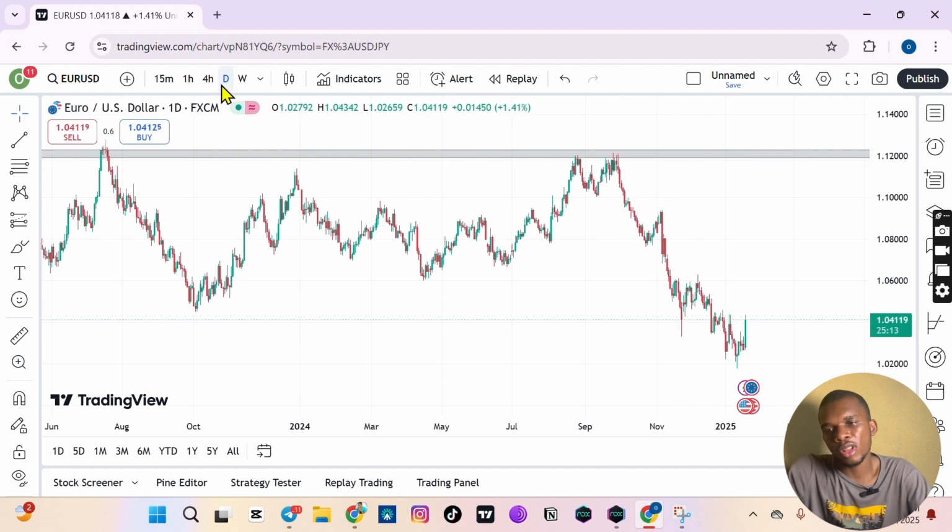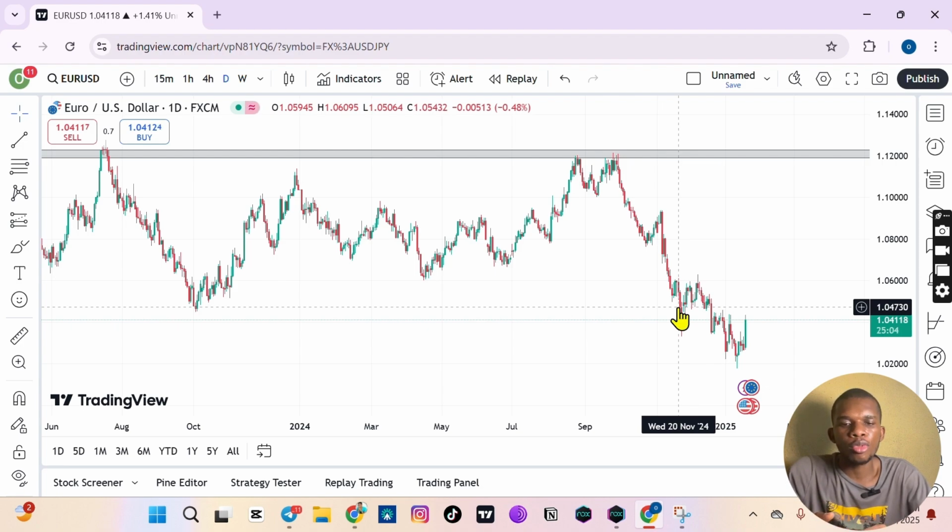As you can see, I'm in the daily time frame because we have to see the overall trend of the market. So basically, I use a higher time frame to know the direction of the trend. I then go down to the 4 hour and 1 hour to place my trade. Sometimes 15 minutes, if we get to that point.